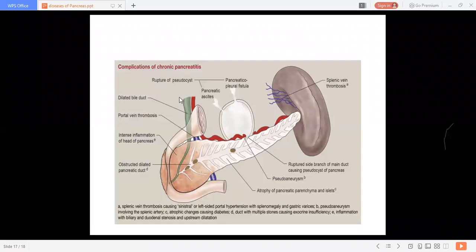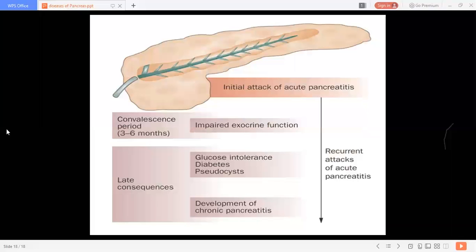See, these are the complications of chronic pancreatitis. Here you can see the dilated pancreas and the bile duct. Then portal vein thrombosis, thrombosis of the portal vein. Then intense inflammation of the head of the pancreas.